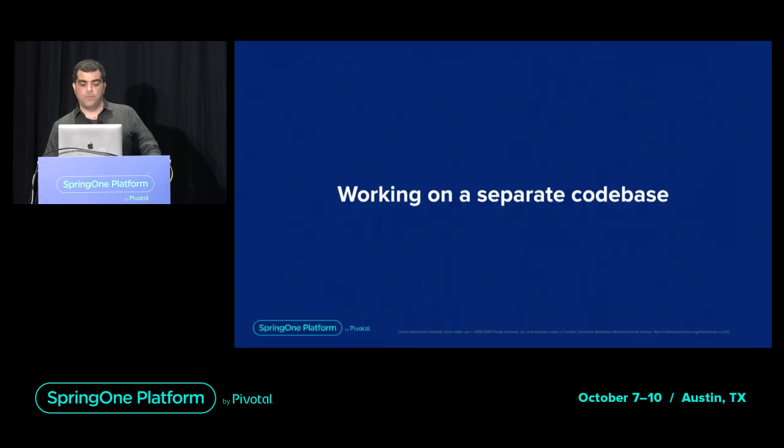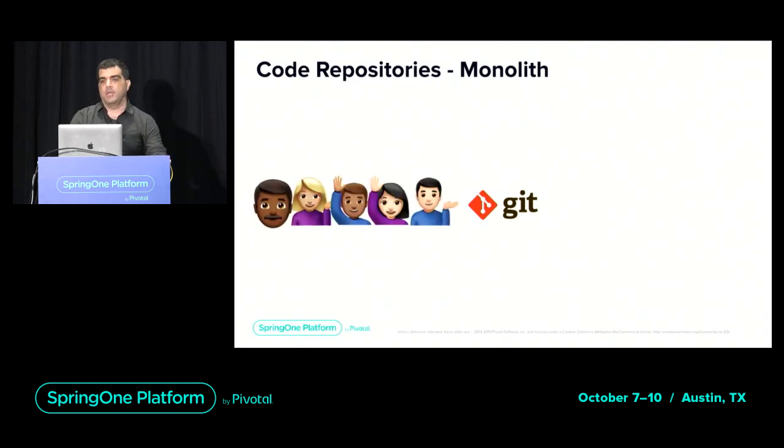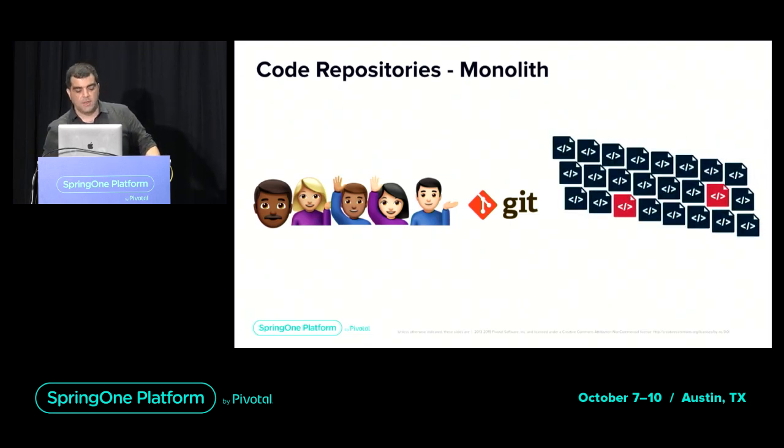Number 2, working on a separate code base. So, Git is great once you get the hang of it after a couple of weeks and you learn the 10 commands that every developer needs. And Dave's team definitely loves it very, very much. Everyone is sharing the same code base. Everything is okay. The monolith is working as expected.